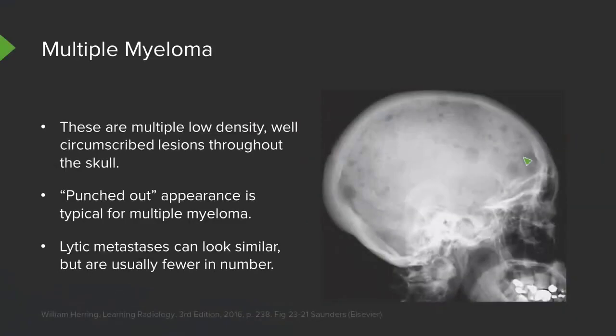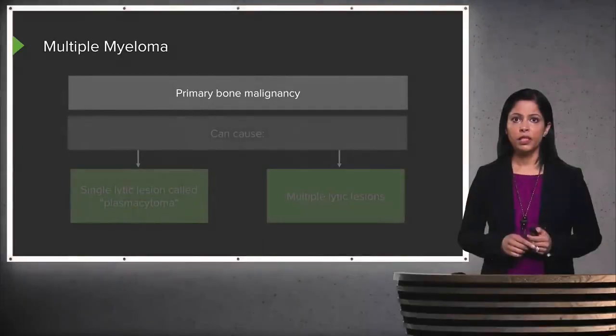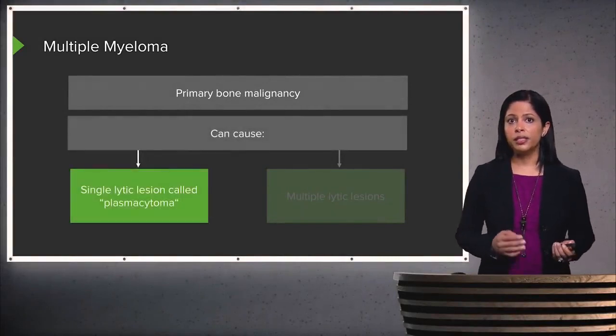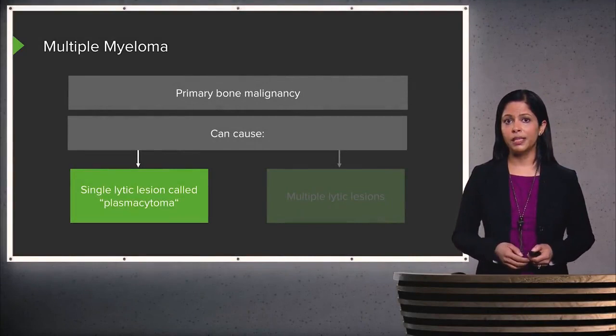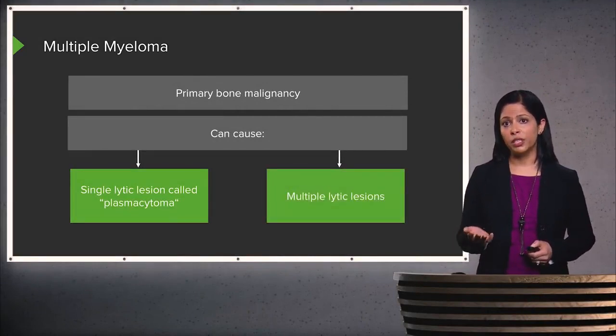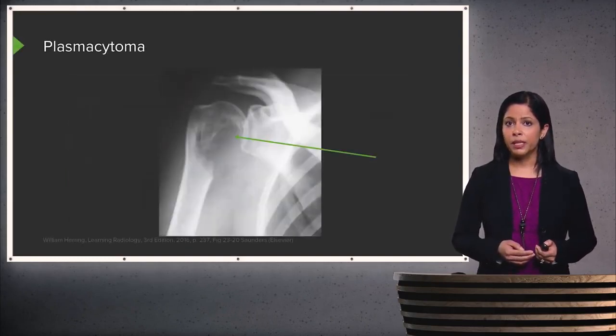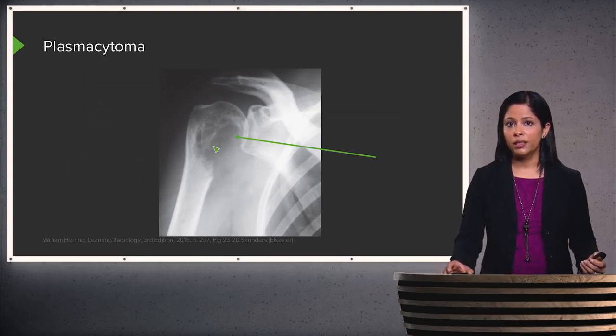And let me just point out some of these abnormalities. So you can see here multiple lucent lesions of all different sizes and kind of scattered all throughout. So multiple myeloma is a primary bone malignancy. It can cause either a single lytic lesion called a plasmacytoma, or it can cause what we just saw, multiple lytic lesions and a punched-out appearance. This is an example of a plasmacytoma, or a single lucent lesion, and this is within the right humeral head.